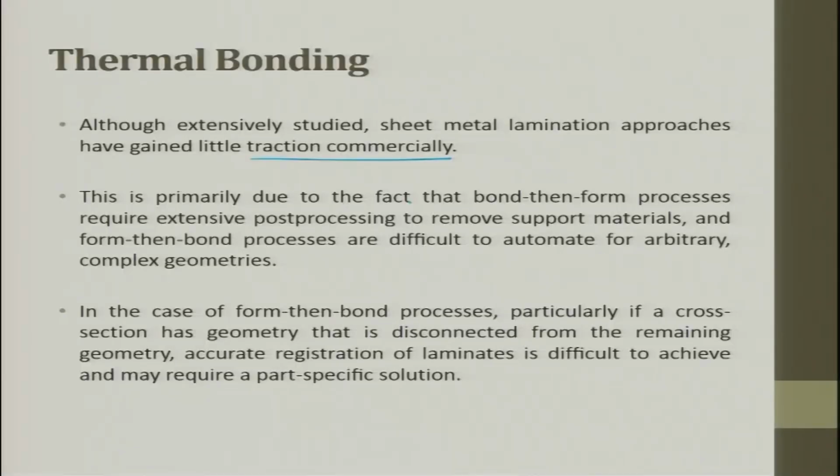This is primarily due to the fact that bond then form processes require extensive post processing to remove supporting material, and form then bond processes are difficult to automate for arbitrary complex geometries. Important. In the case of form then bond process, particularly if a cross section has geometry that is disconnected from the remaining geometry, accurate registration of laminates is difficult to achieve and may require a part specific solution.